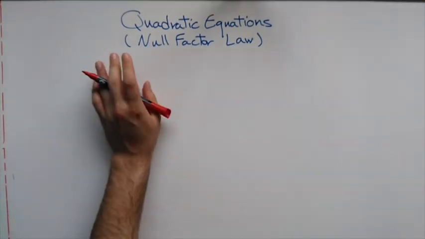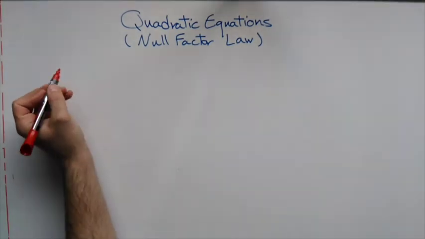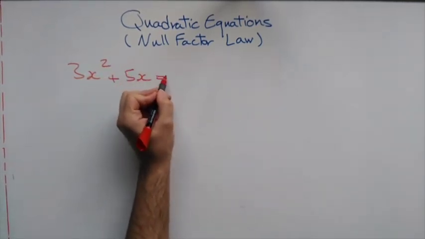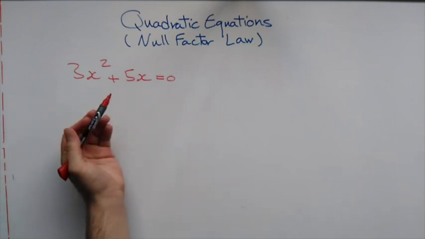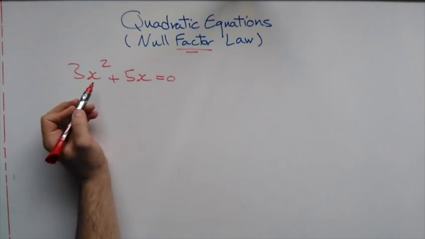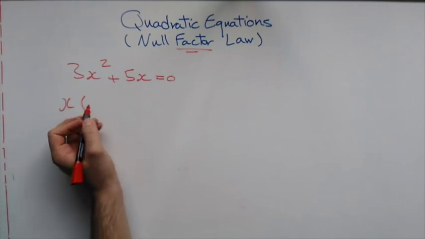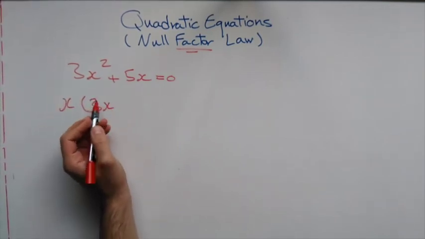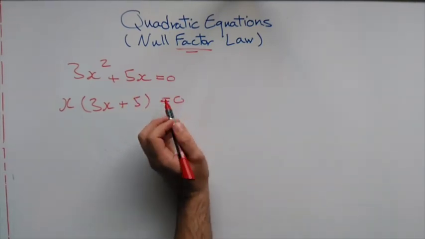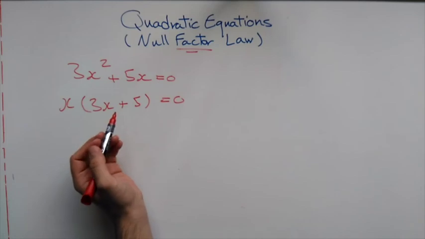Now we're going to solve a very simple example of a quadratic equation using the null factor law. For example, if we have 3x squared plus 5x equals 0, we're basically going to factor it right now. The value that we can factor is x. So if I factor this equation by x, I get x times brackets 3x plus 5 equals 0.